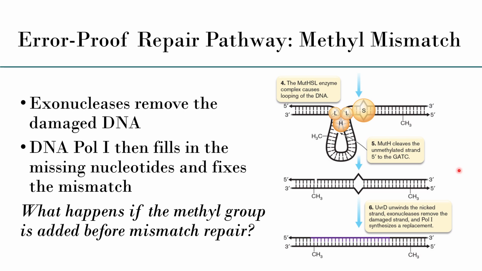Now, the question then comes, what happens if the methyl group is added before mismatch repair can occur? Because this is all contingent on the fact that we are catching it very shortly after the strand is replicated. What happens if the cell doesn't catch it fast enough and the enzymes come and methylate the new strand of DNA? Well, in that case, we have now incurred a permanent mutation that will be passed down in subsequent rounds of replication. So it's kind of like catch it while you can, otherwise, it becomes incorporated into the genome.